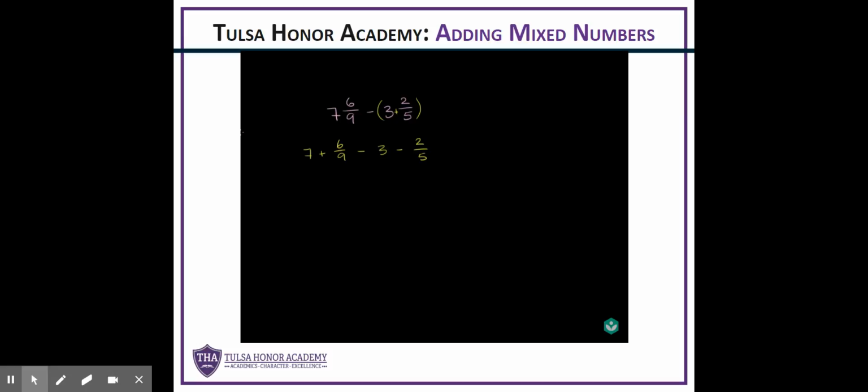And so now we can worry about the whole number parts. 7 minus 3. Well, 7 minus 3 is going to give us 4. And then we're going to have 6/9 minus 2/5. So let me think about what 6/9 minus 2/5 is. Well, we're going to have to find a common denominator. And I think the least common multiple of 9 and 5 is going to be 45. Literally, them multiplied. They have no common factors. So it's going to be over 45.